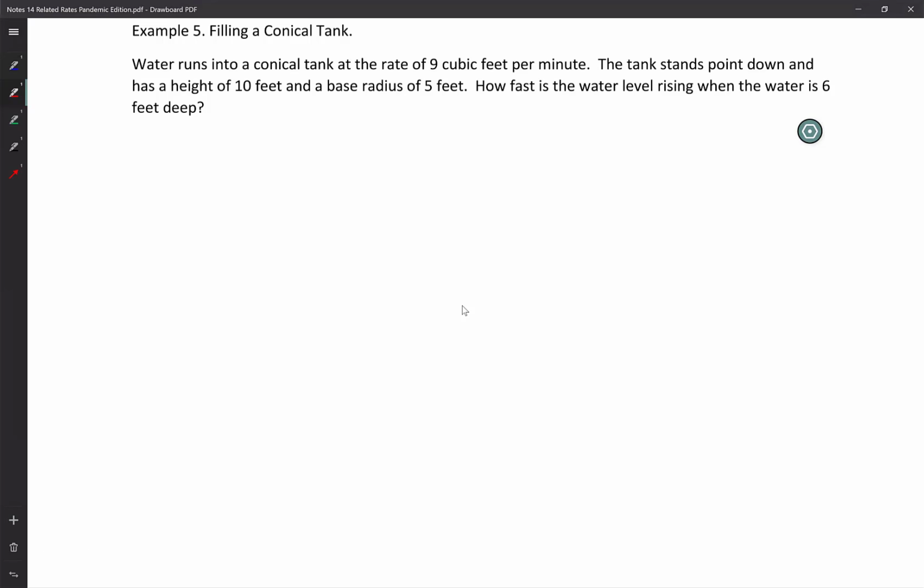Let's see if we can understand the idea first here. It says water runs into a conical tank at a rate of 9 cubic feet per minute. So this is obviously how much volume is going into something. So that's dV/dt, 9 cubic feet per minute.